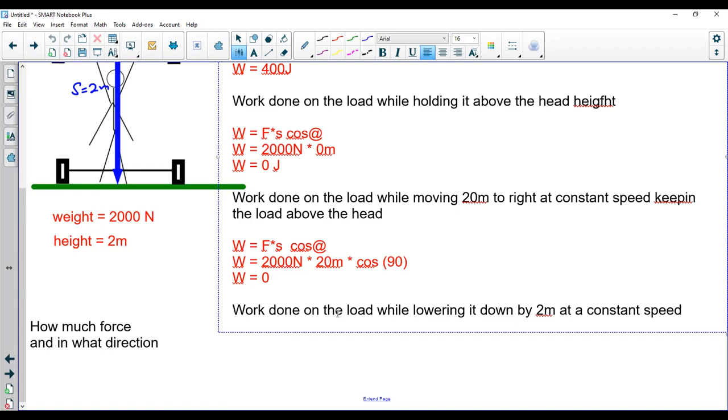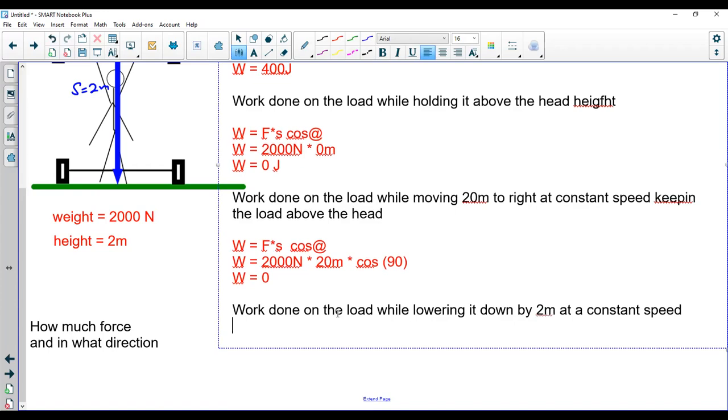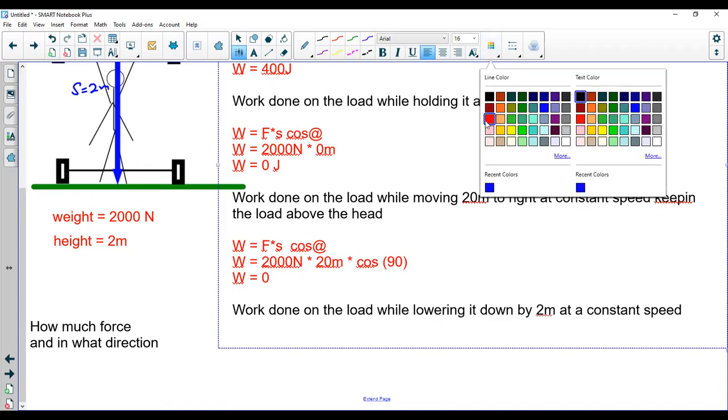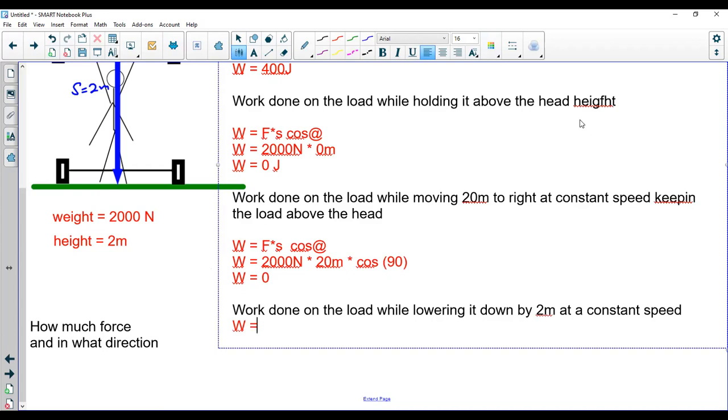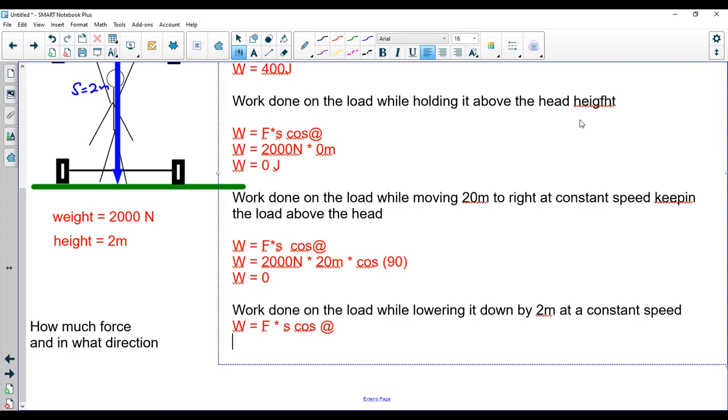2000 Newton upward, 2 meters downward, and angle is 180. So Fs cos theta. Not this, cos 180. You have to use cos 180. Work done is equal to F times S times cos theta, which is 180. Fatma, check your answer again.